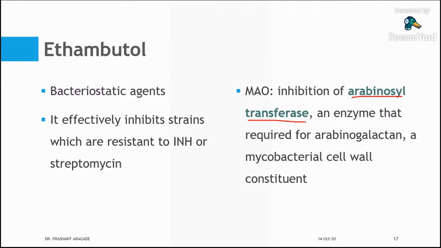Ethambutol inhibits the arabinosyl transferase enzyme, and that enzyme is essential for the synthesis of arabinogalactan, which is again a cell wall constituent.